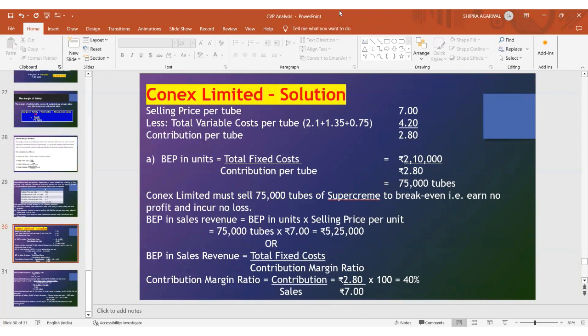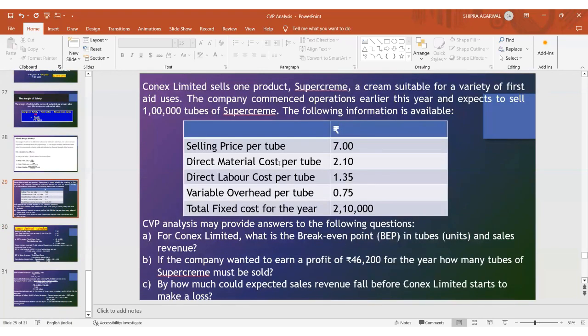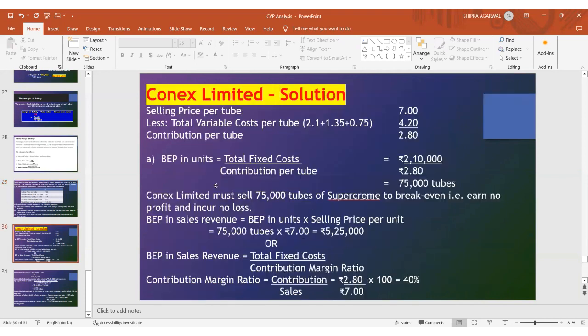I start with the sales, which is given to me as 7 here. Then my total variable cost, if I just repeat the previous slide, that is direct material, direct labor, and variable overhead. All these three things are my variable costs, right? So I just add it over here. So my total variable cost comes out to 4.20, right? So sales minus the variable cost gives me the contribution, that is 2.80.